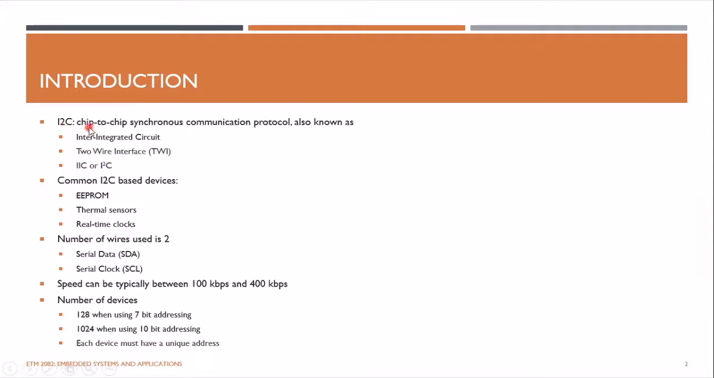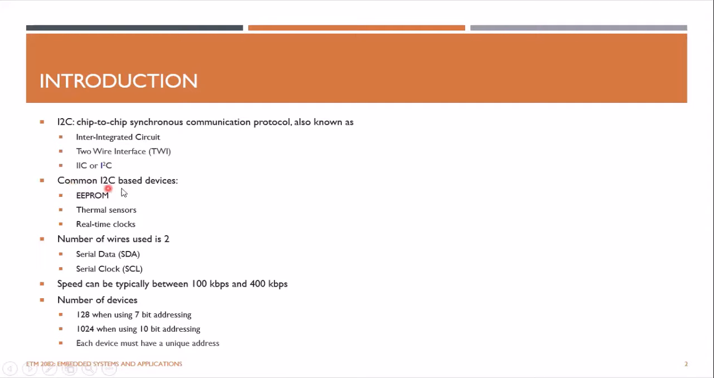I2C is a chip-to-chip synchronous communication protocol. Synchronous means you always have a clock source, so on the rising edge, falling edge, or on the logic high or logic low state, the data will be read or written. It has several other names, but all refer to the same communication protocol. Inter-Integrated Circuit is the common name, and some people prefer to call it two-wire interface or TWI, and some people call it I2C or IIC. If you hear any of these names, it always refers to I2C.